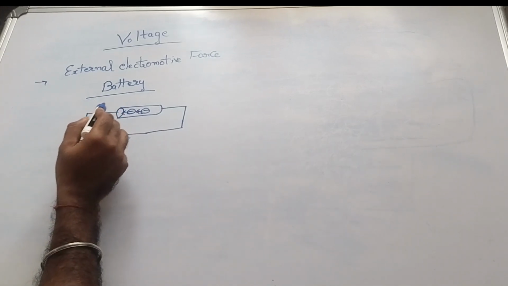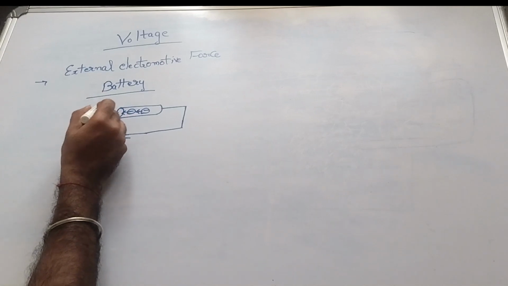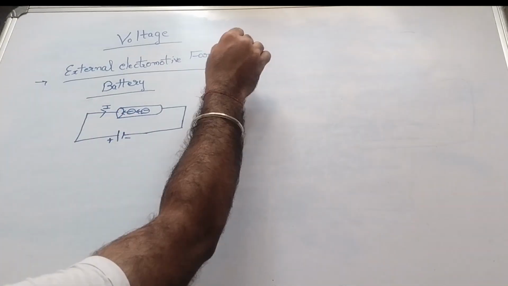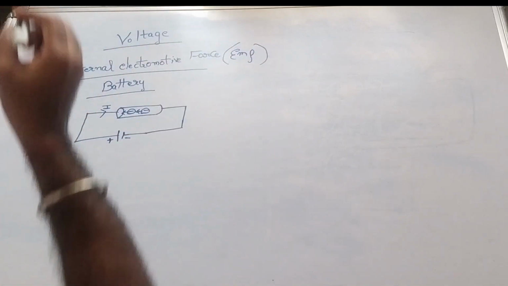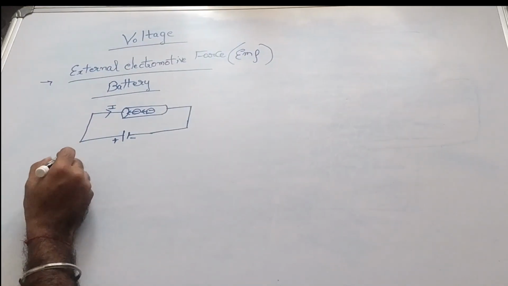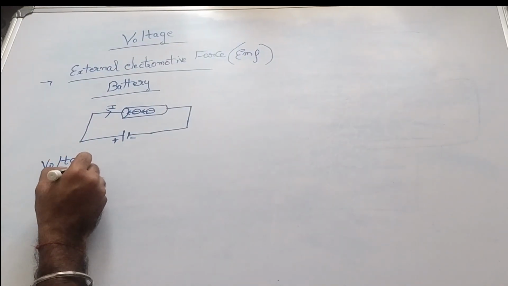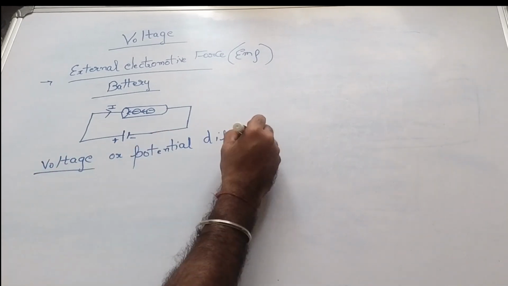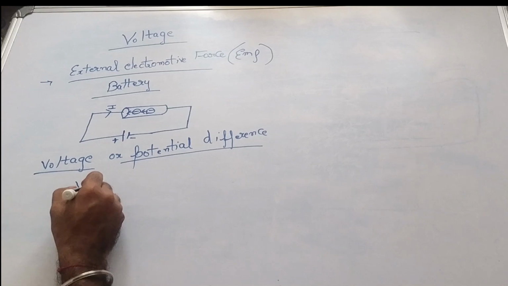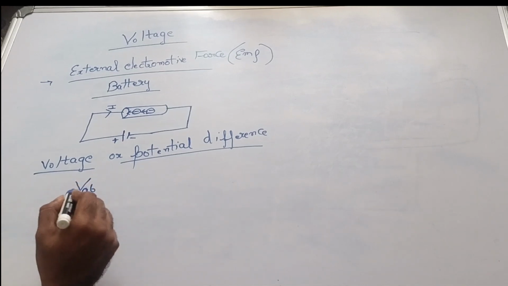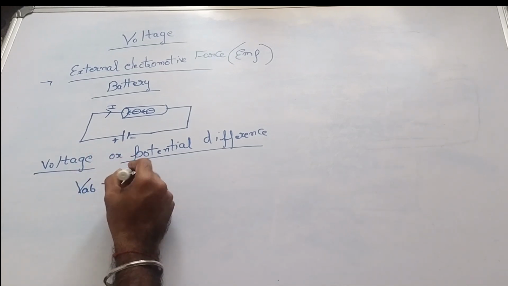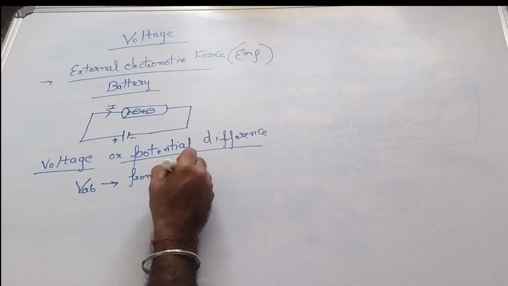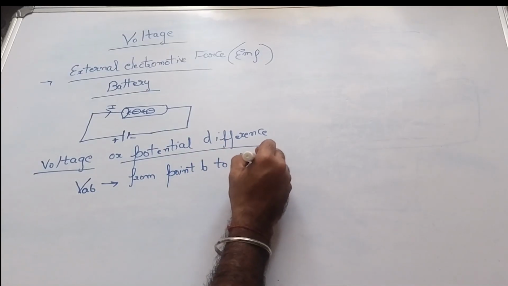I have told in the previous video that current moves opposite to the direction of the charges, so we take current here. This electromotive force is represented by EMF. This EMF is also known as voltage or potential difference. Potential difference, or voltage, is denoted by VAB. It is the energy required to move a unit charge from point B to point A.